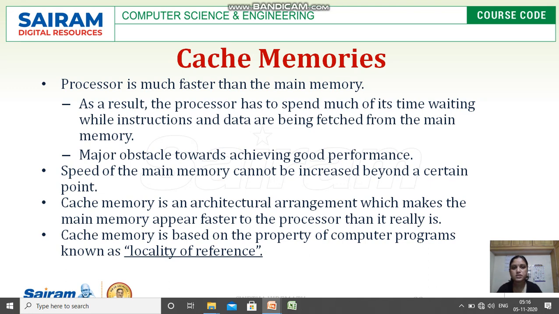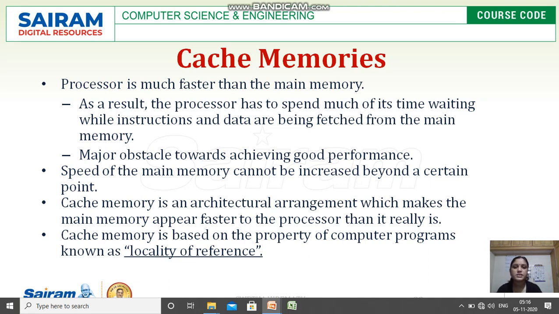Now we are aware of what RAM and ROM are. Next is cache memories, and we'll see in detail what cache memory is. The processor is much faster than the main memory. As a result, the processor has to spend much of its time waiting while instructions and data are being fetched from the main memory. As the processor speed is fast compared with the main memory, whatever data has to be sent between the processor and the main memory is time consuming, and the processor has to spend more time waiting for instructions to be fetched from the main memory.